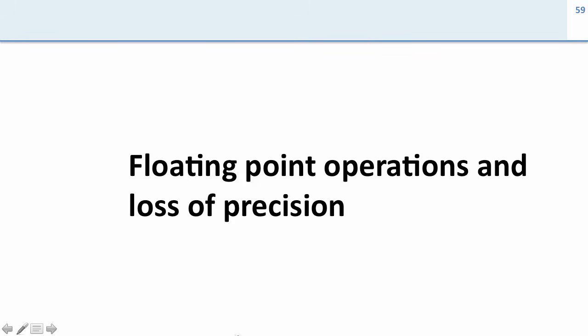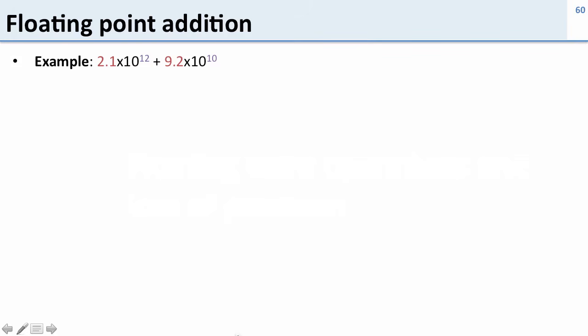Now we're going to talk about how we do operations, that is addition and multiplication with floating point numbers, and we're going to talk about the loss of precision that can happen because we can't represent both really big and really small numbers at the same time with floating point. So let's talk about addition.